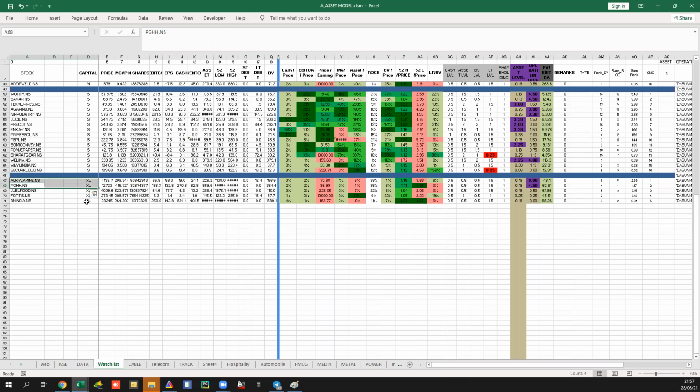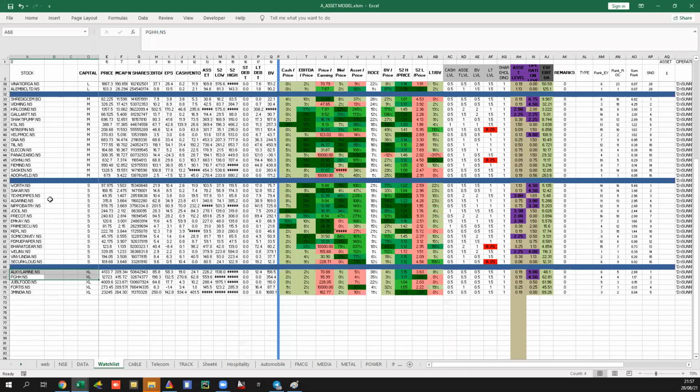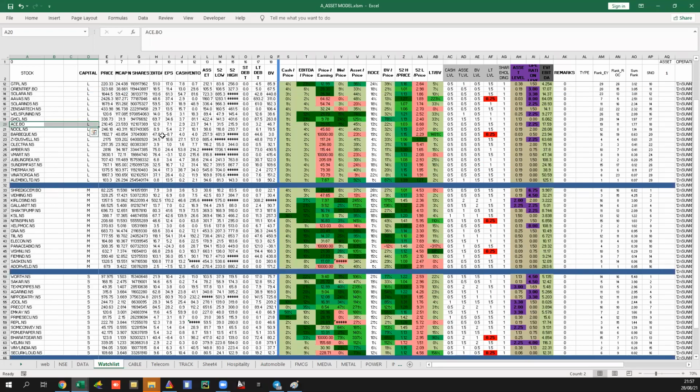So this is what I've done, again, this is not a recommendation. I've entered, and similar to this, there is one more stock which I entered but later on exited. This is ACE, Action Construction Equipment. So this is all I have.